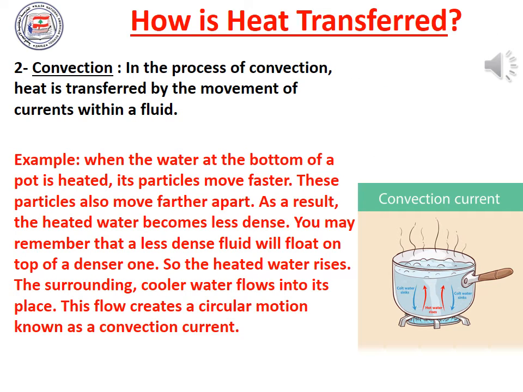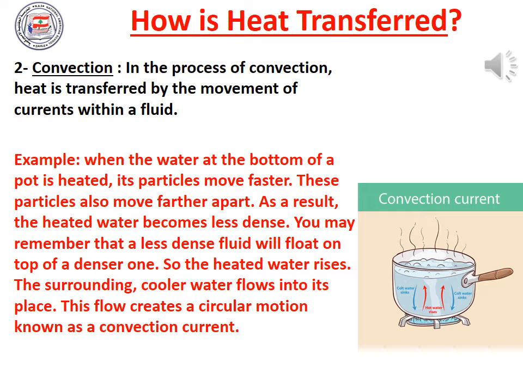The second way in which heat is transferred is called convection. In the process of convection, heat is transferred by the movement of currents within a fluid. When I explain the example, you will understand the process of convection more clearly. For example, whenever you want to boil water, to cook or to have a hot drink, you put the water in a pot.